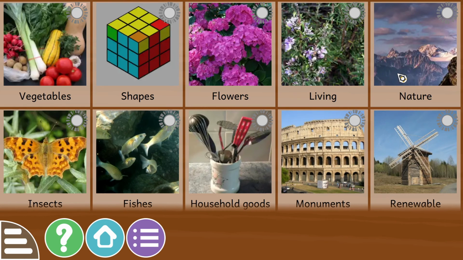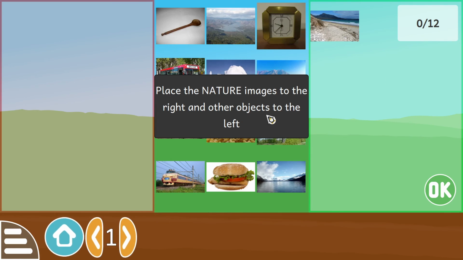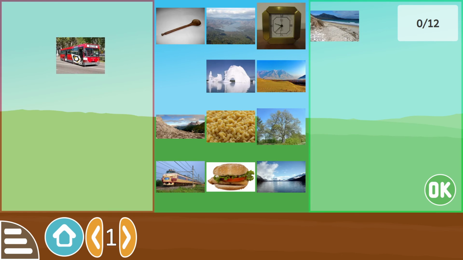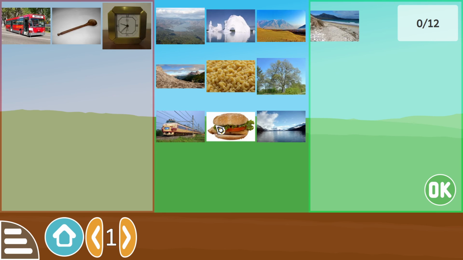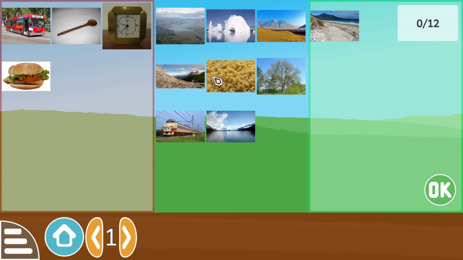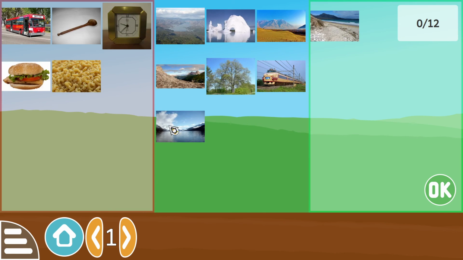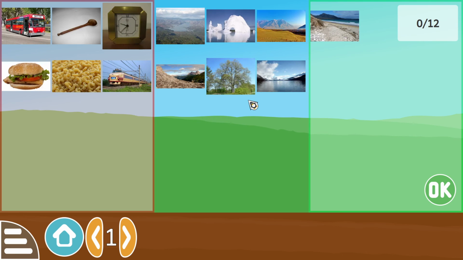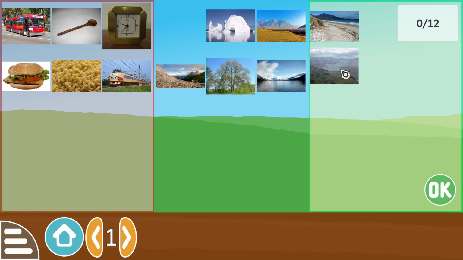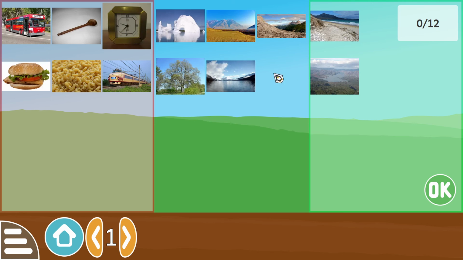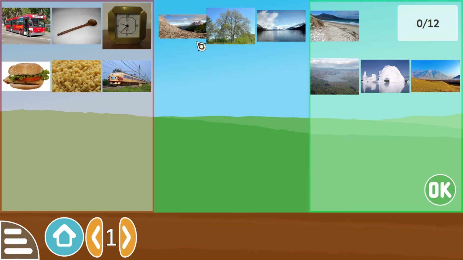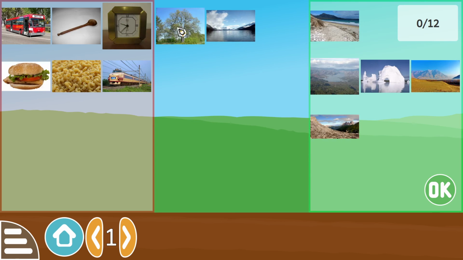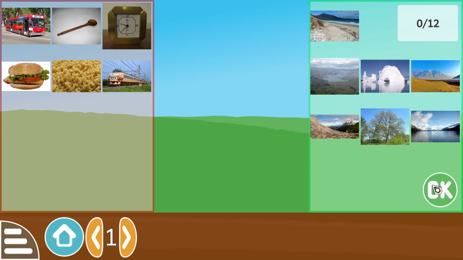So moving on to nature. So place the nature images to the right and the other objects to the left. So the bus, spoon, alarm clock, hamburger, and macaroni shouldn't be part of nature. Don't think the train is going to be counted either. But the hillside, icebergs, mountains, side of a mountain, trees, and lake certainly count as nature.